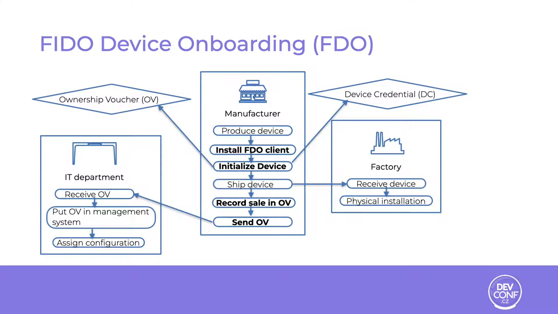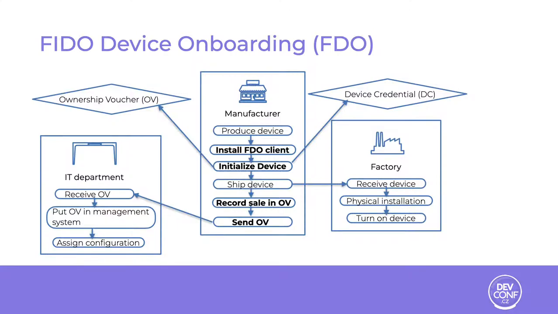In this case, they would send the ownership voucher to the IT department, but the device itself will be shipped to the factory. Note that these are, theoretically, very different locations. After this, someone in the factory can physically install the device, and the IT department can put the ownership voucher into their management system so that it is aware that this device is now owned by this company, and it will at some point in the near future start to show up.